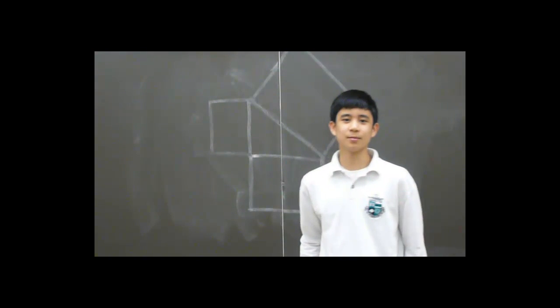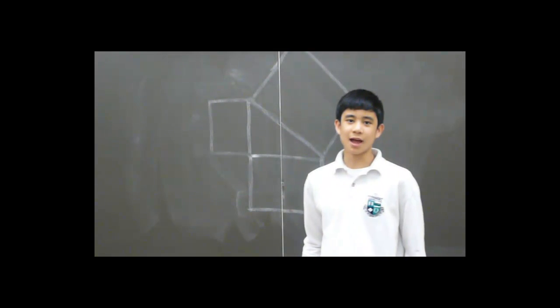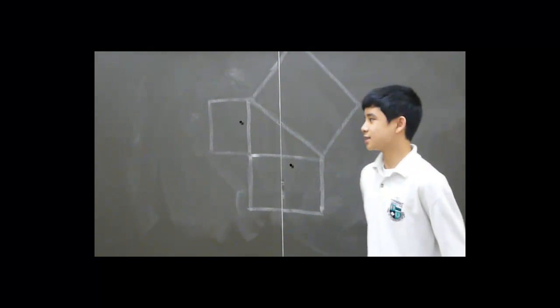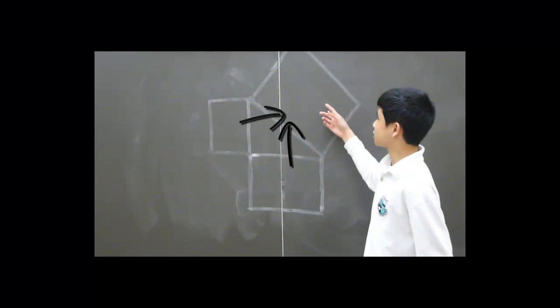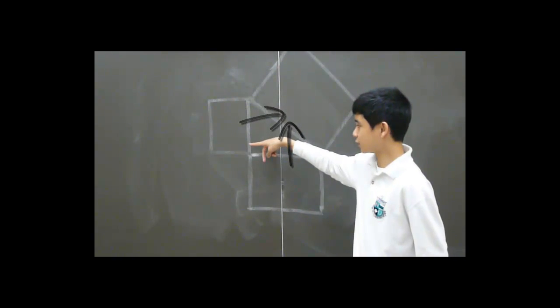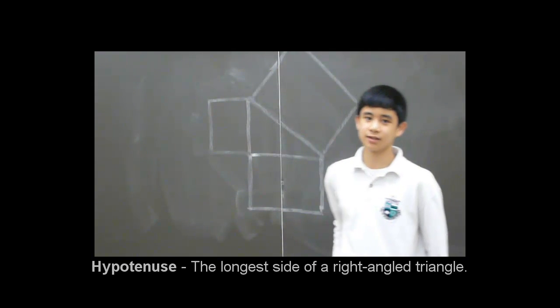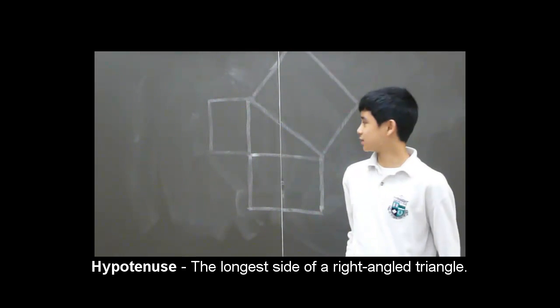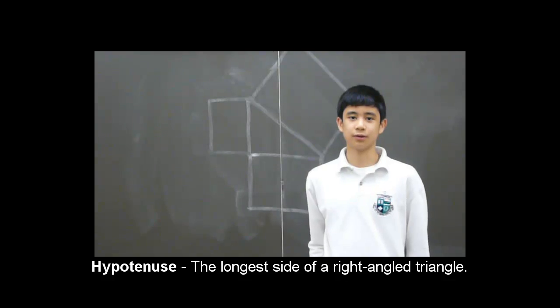The Pythagorean theorem is named after the Greek philosopher and mathematician Pythagoras. He stated that the area of the largest square drawn on the hypotenuse is equal to the area of the two other squares drawn on the other sides. The hypotenuse of a triangle is the longest side of the triangle.